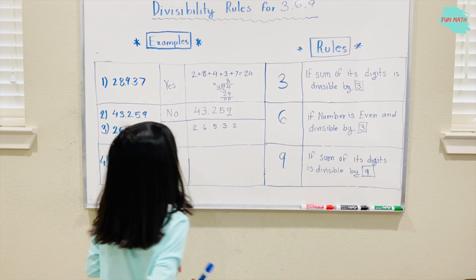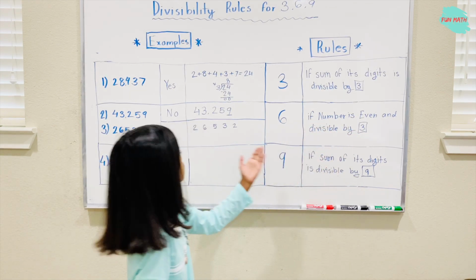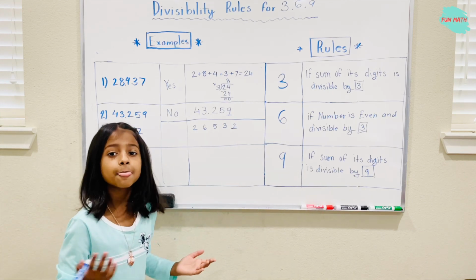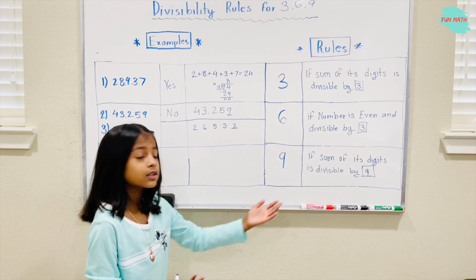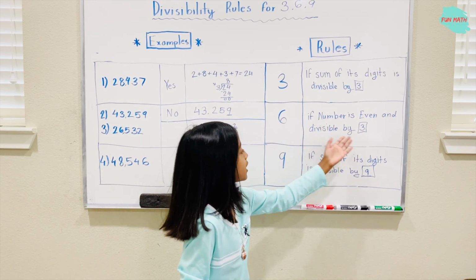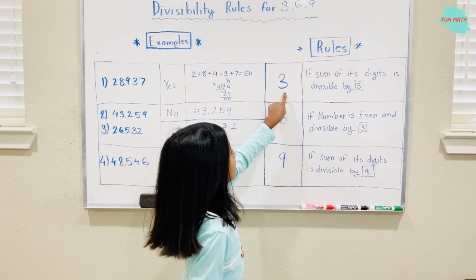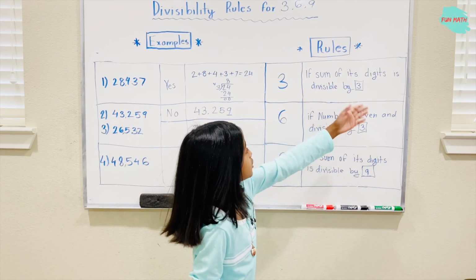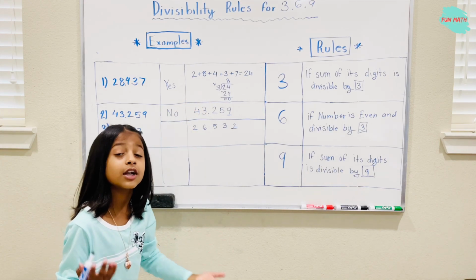26,532. Okay, here we're going to use the rule: a number is divisible by 6 if it is even and divisible by 3. So here, if you check the last digit, the number is even. So that means we can move on to the next one. We found out that it's even, and now we have to check if it's divisible by 3. So now we have to go back and use some of the rules up here. If the sum of its digits is divisible by 3, that means we have to add all those numbers together and divide it by 3.